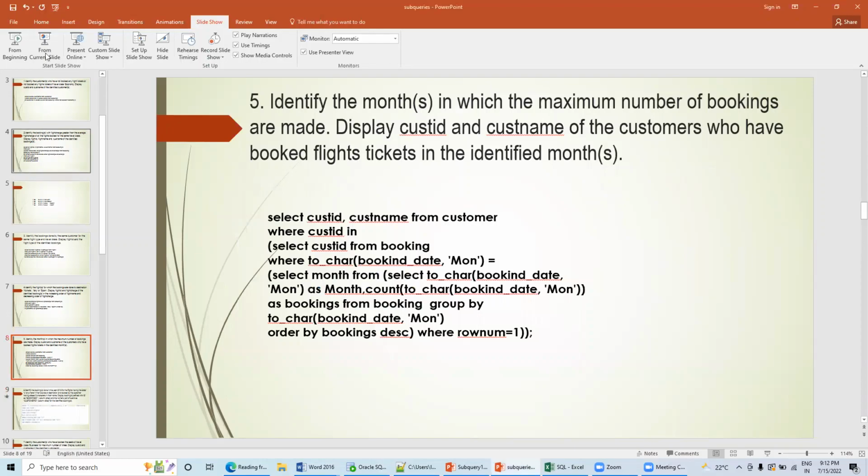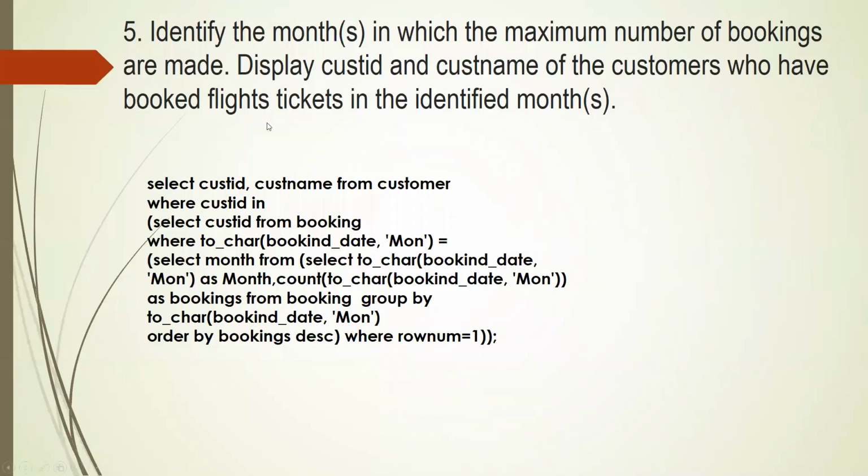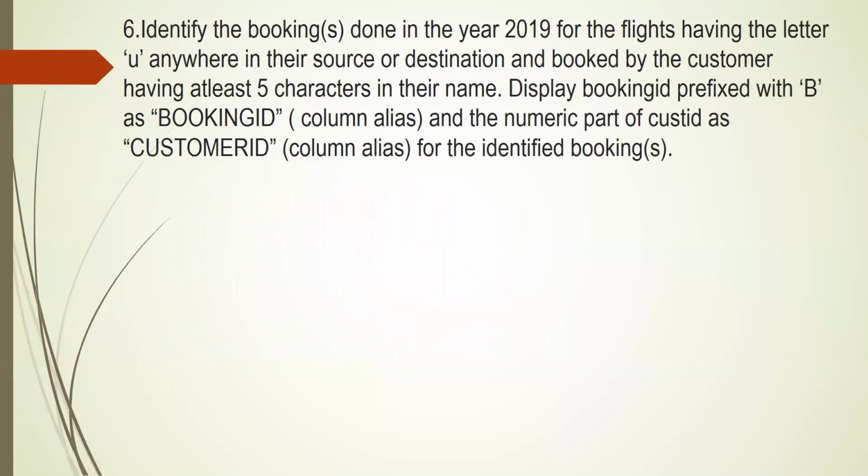So let me repeat the question again. We are looking at the sixth question. Until now, we have covered 5 questions, right? So identify the bookings done in the year 2019 for the flights having the letter U anywhere in their source or destination and booked by the customer having at least 5 characters in their name.